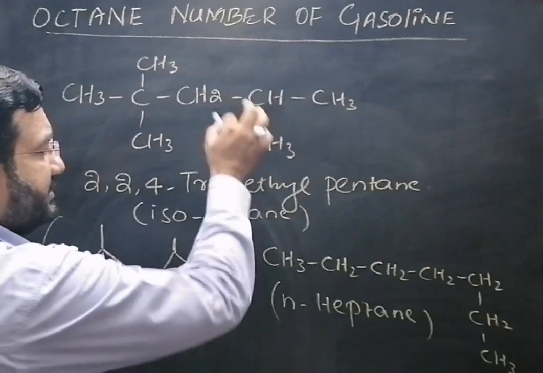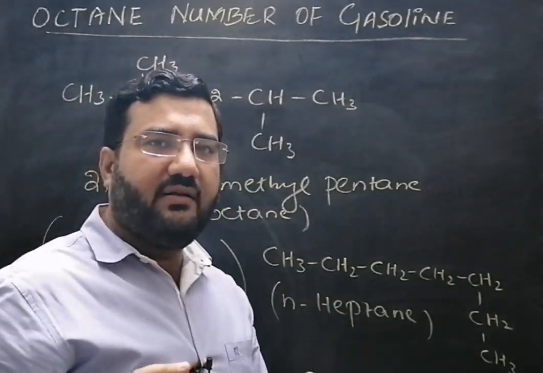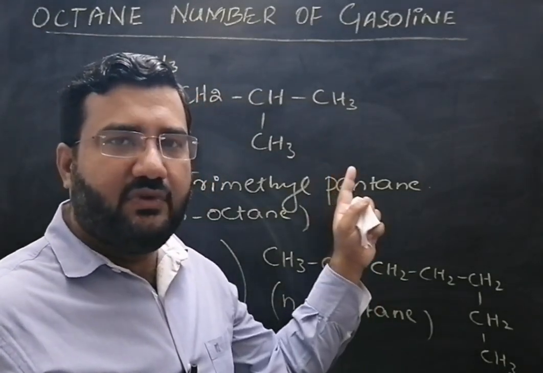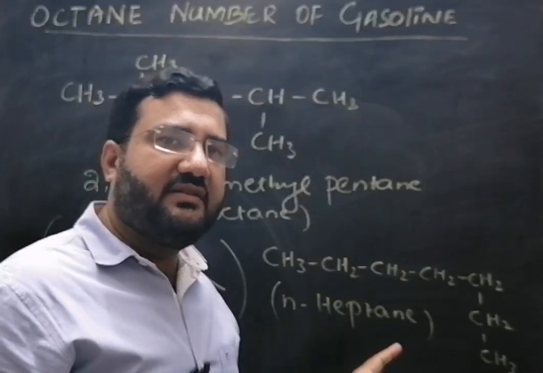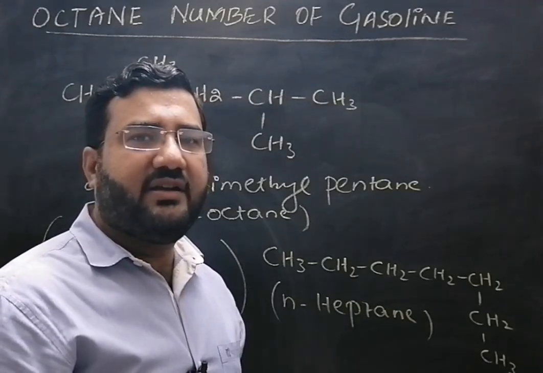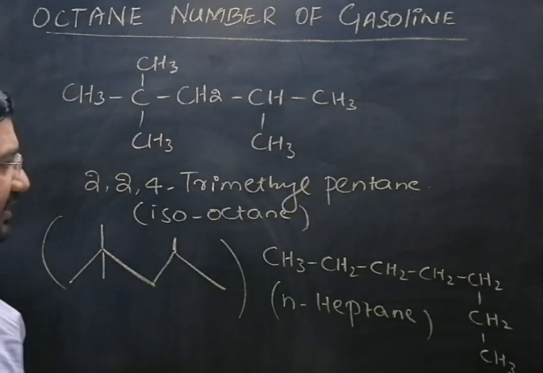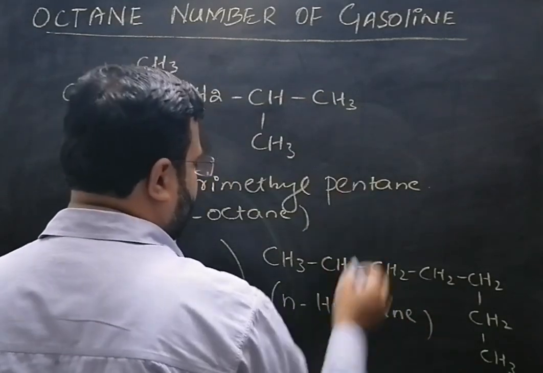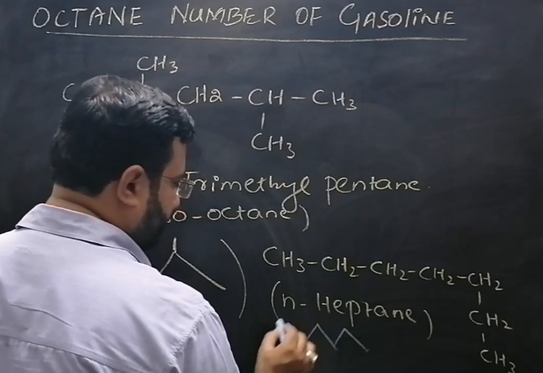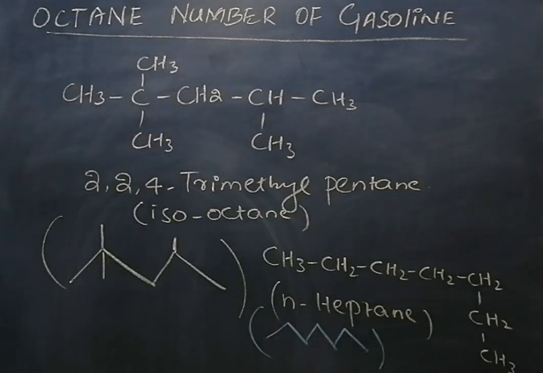And the mixture of these two is called the reference fuel. So you can easily understand now that one component of the mixture is the best fuel and the other component is the worst fuel. So these two are mixed in different proportions to prepare different samples of the reference fuel. And what is the skeletal formula of this normal heptane? It will be very simple. This one is the skeletal formula of the normal heptane.